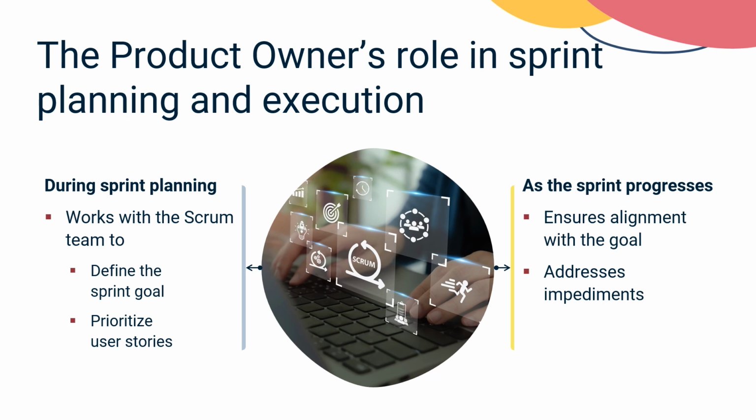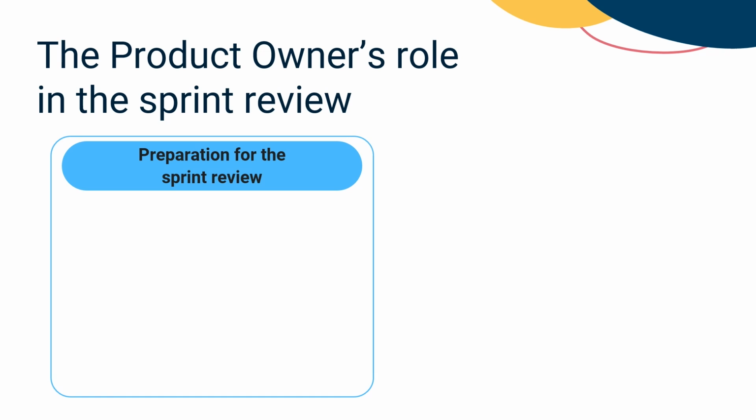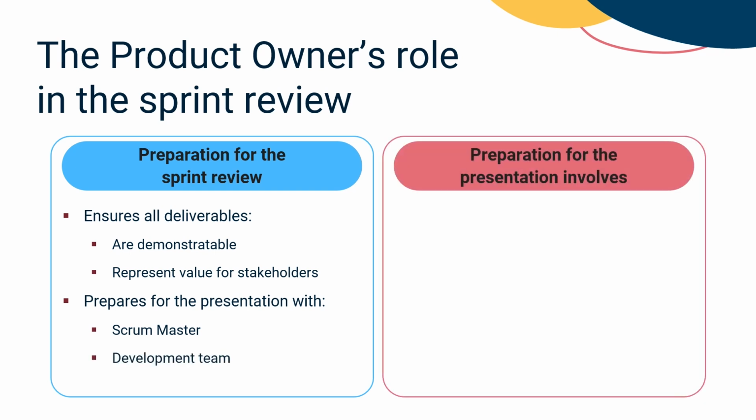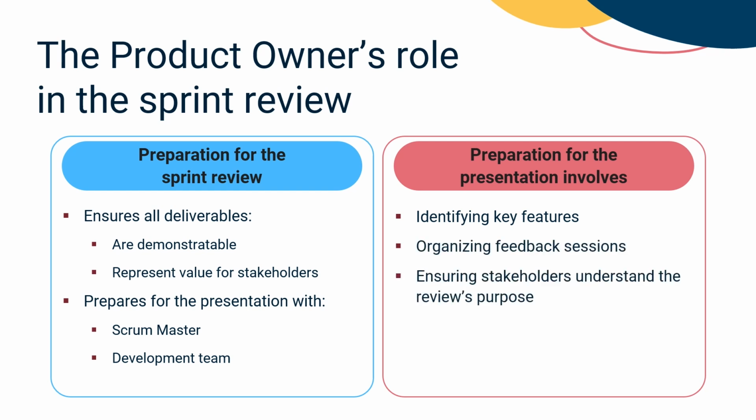From day one of the sprint, the product owner plans for the sprint review. What does the preparation for the sprint review involve? The product owner ensures all deliverables are in a demonstrable state and represent value for stakeholders. Before the sprint review, the product owner collaborates with the Scrum Master and development team to prepare for the presentation. This includes identifying key features, organizing feedback sessions, and ensuring stakeholders understand the review's purpose.